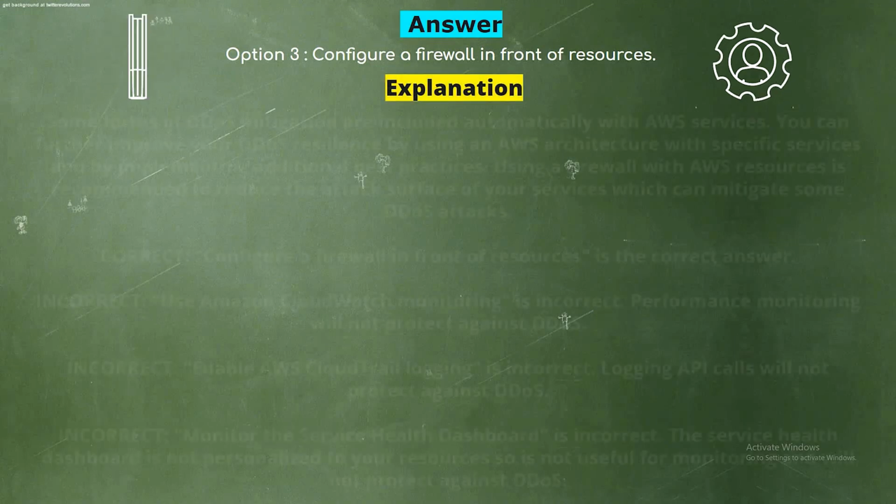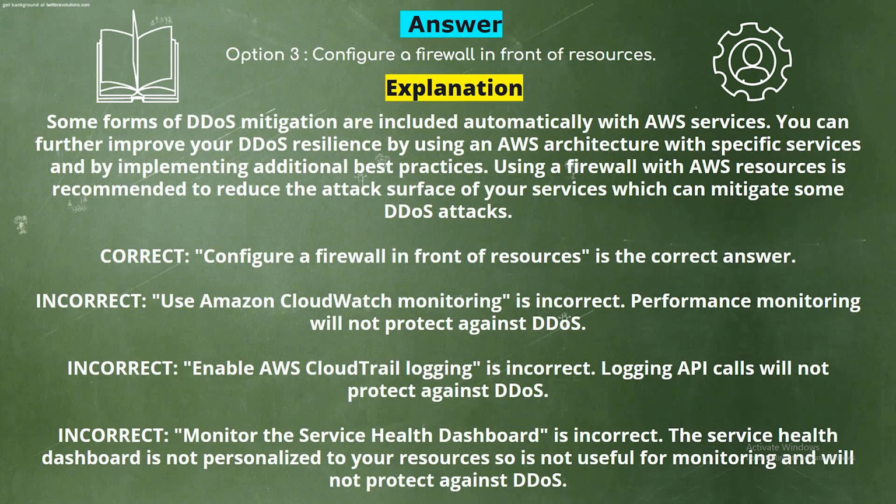Explanation. Some forms of DDoS mitigation are included automatically with AWS services. You can further improve your DDoS resilience by using an AWS architecture with specific services and by implementing additional best practices. Using a firewall with AWS resources is recommended to reduce the attack surface of your services, which can mitigate some DDoS attacks. Correct. Configure a firewall in front of resources is the correct answer.